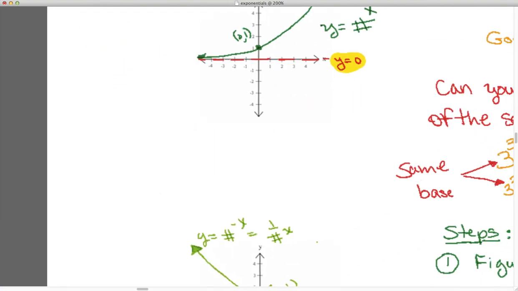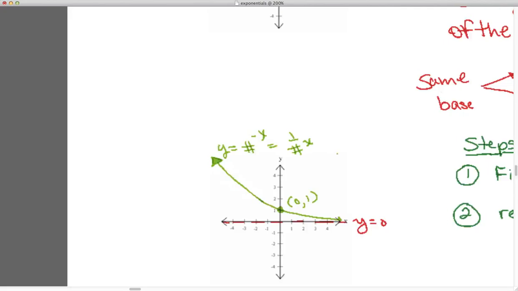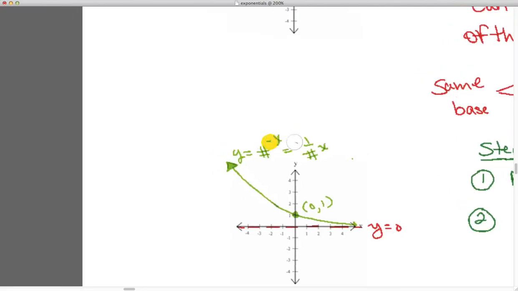However, if we have a negative exponent, or a 1 over a number to the x, however you want to look at it, because the negative exponent tells you to bring it down to the denominator anyway, make it positive. That's going to be a reflection about the y-axis, and it's going to be a descending graph going through the same y-intercept and having the same horizontal asymptote of y equals 0.